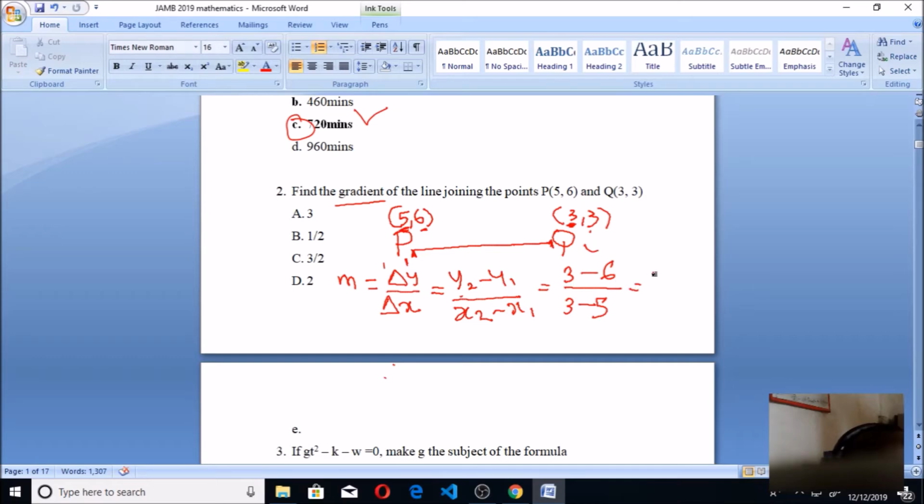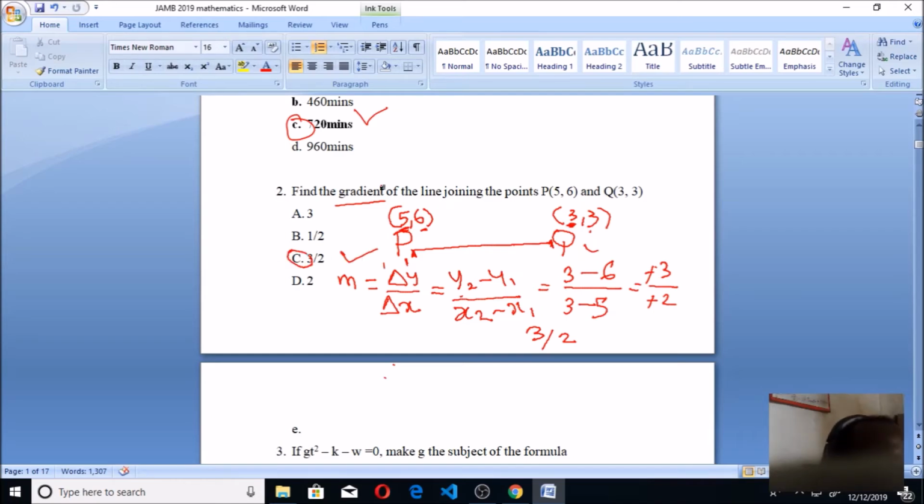So what is 3 minus 6? 3 minus 6 is minus 3. What is 3 minus 5? 3 minus 5 is minus 2. So you have minus cancel minus. So you simply have 3 over 2 as the answer. And that makes C the answer, 3 over 2.